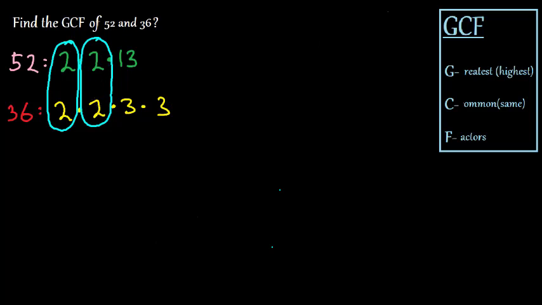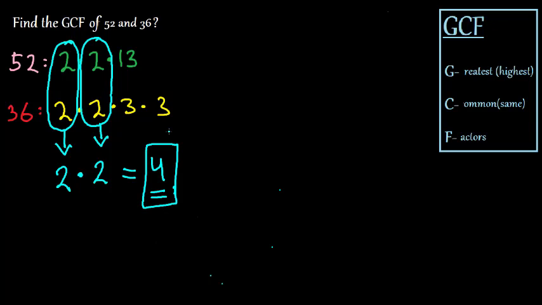So now we would take the numbers that are pairs and we would make them into one number. So these 2's would come and make one 2, and these 2's would come and make one 2. Okay? And now what we would do is we would multiply these two numbers, and 2 times 2 would be 4, and 4 would be the greatest common factor, and this would be your answer.